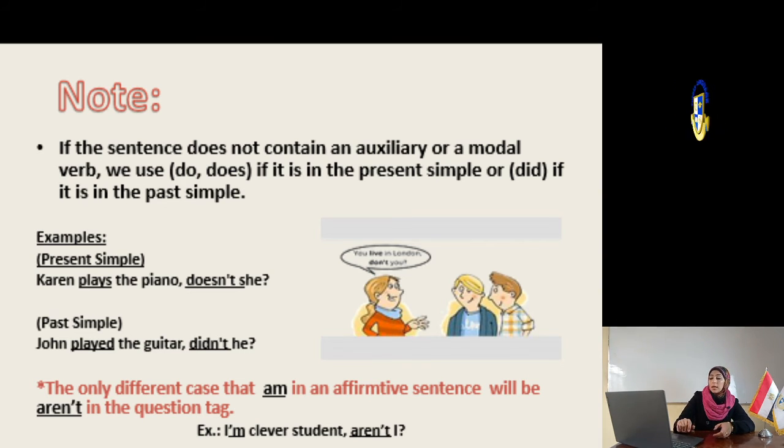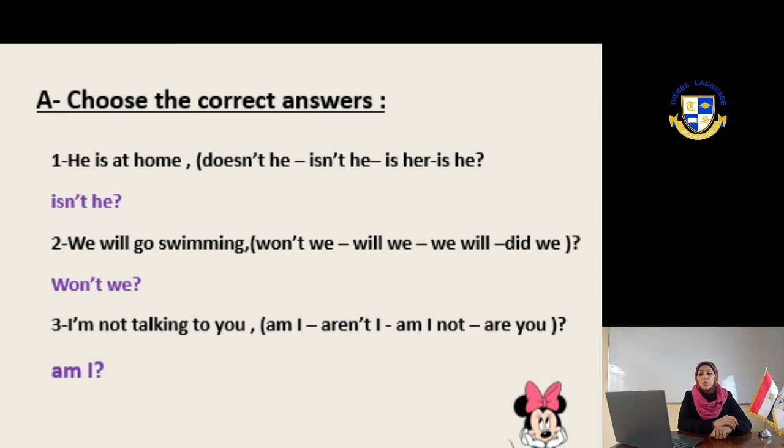Please skip to the next slide. First of all, choose the correct answer. He is at home. Doesn't he? Isn't he? Is her? Is he? So the first statement is positive, so isn't he is the correct one. We will go swimming. Won't we? Will we? We will. Did we? So the correct one will be won't we, because the first statement is positive, so the question tag will be in the negative form.